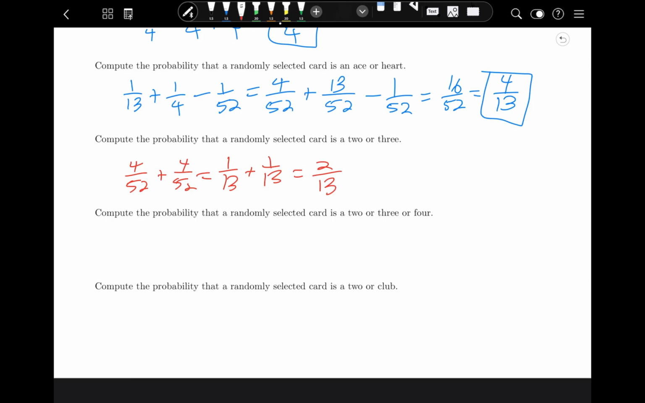Okay? If we did it for 2, 3, or 4, they're still mutually exclusive, so I just have to add the probability of a 4 into the previous problem, which would give me 3 out of 13.